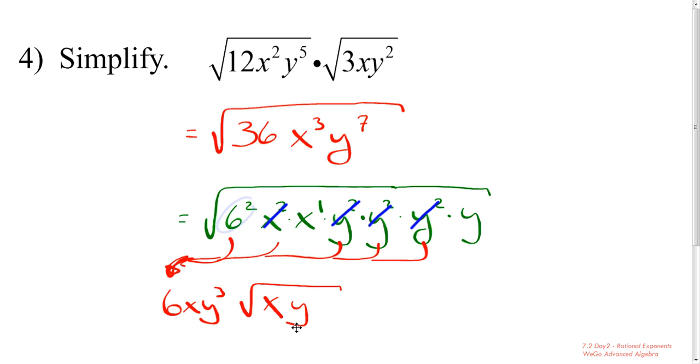If you would rather write it out as 6 times x times y times y times y, square root of x, y, and then move down to here, by all means, that would be fine.